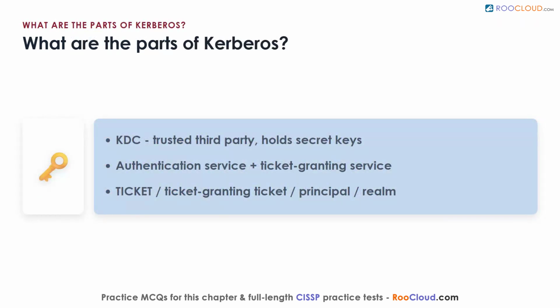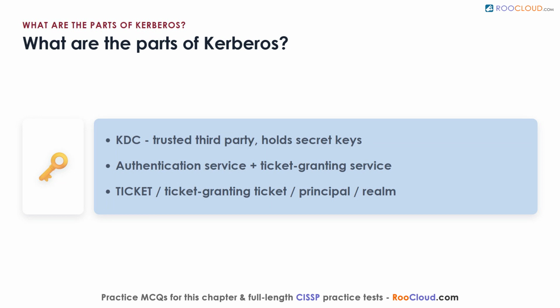What are the moving parts inside Kerberos? A handful of elements do the work. The key distribution center is the trusted third party that authenticates everyone and holds the secret keys. Inside it sit the authentication service, which verifies identities, and the ticket granting service, which hands out tickets.